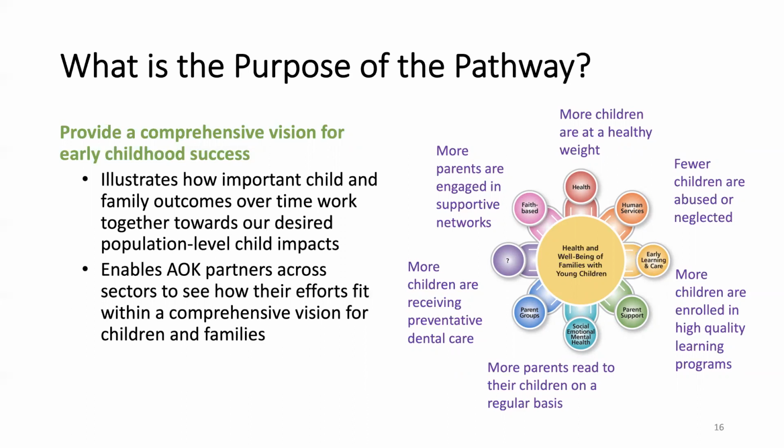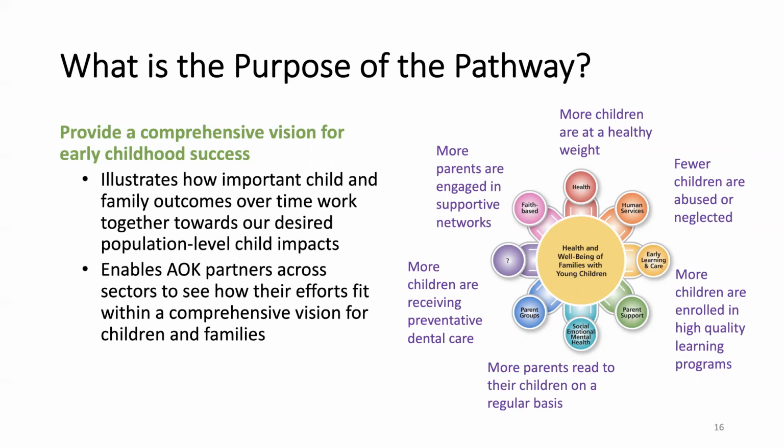And when I say population level, I mean we want these impacts for all children. This developmental pathway is a big picture, if you will, of many of the most important outcomes that we want children and families to achieve so that they can be healthy, well, safe, and developing on a positive trajectory. What this comprehensive vision also does is enable our partners from across the various sectors to see how their efforts fit within a more comprehensive vision for children and families.